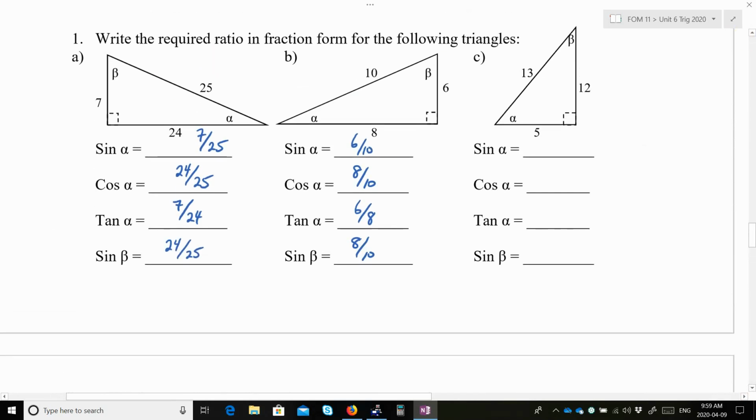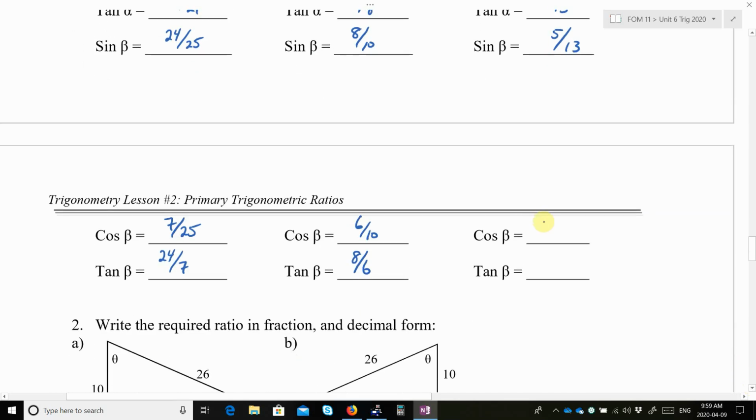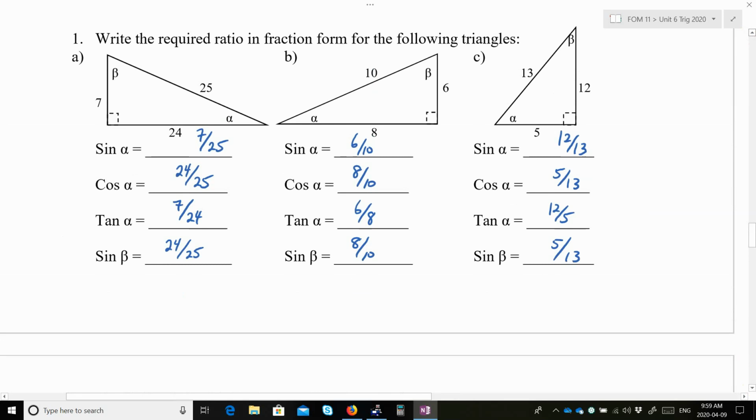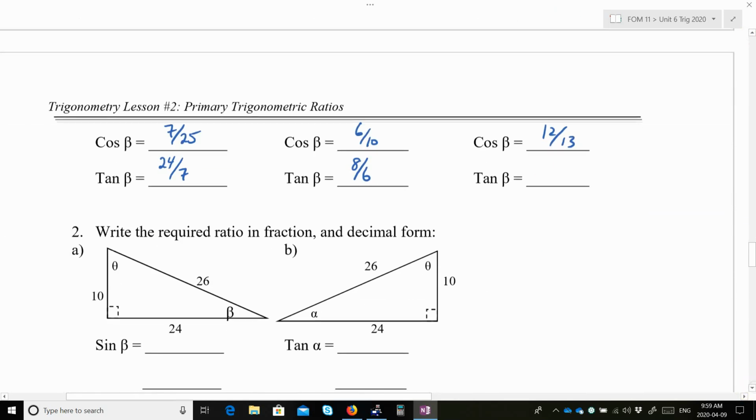And letter C, sine alpha is 12 over 13, cos alpha is 5 over 13, and tan alpha is 12 over 5. Sine beta will be 5 over 13. Cos beta will be 12 over 13. And tan beta will be opposite over adjacent, 5 over 12.